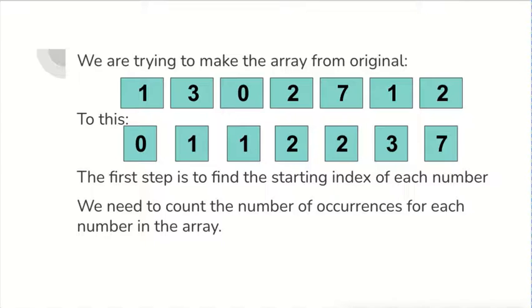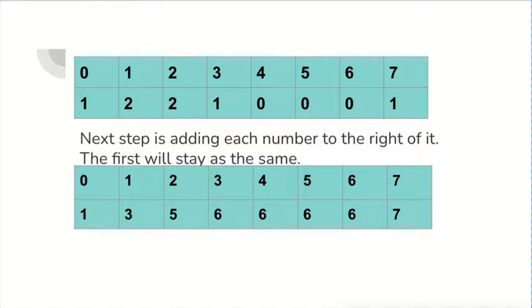We need to count the number of occurrences of each number in the array as our first step. Like in the original array, we have 0 appearing 1 time, 1 appearing 2 times, 2 appearing 2 times, and 3 appearing 1 time. 4, 5, and 6 appear 0 times, 7 appears 1 time, and we put the counts into our count array.